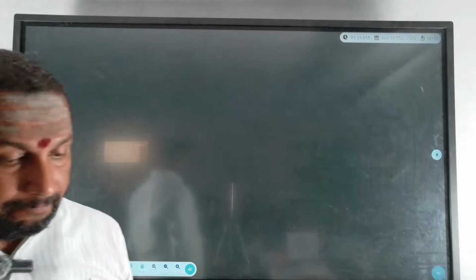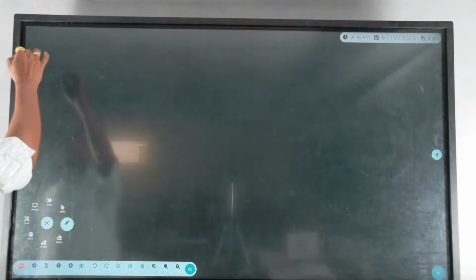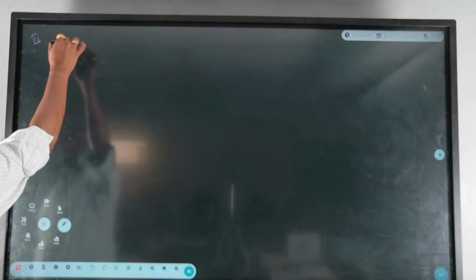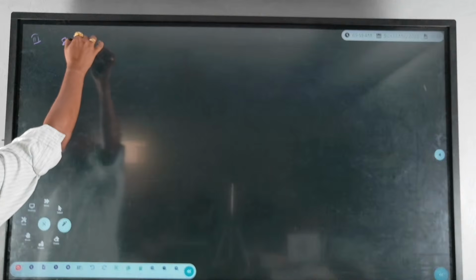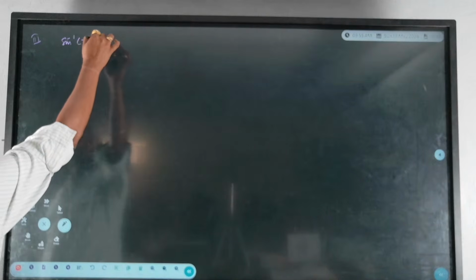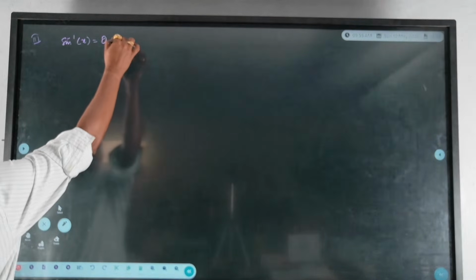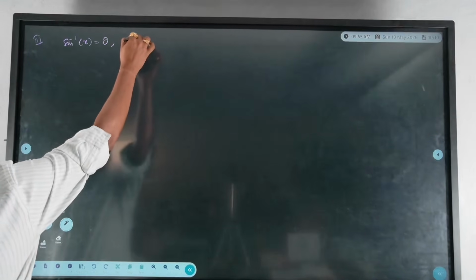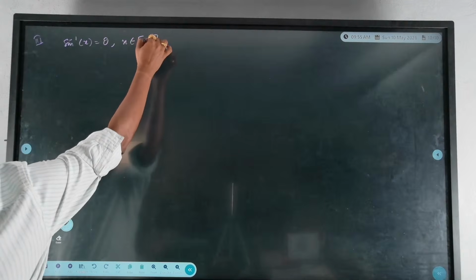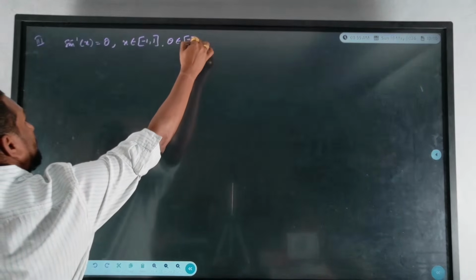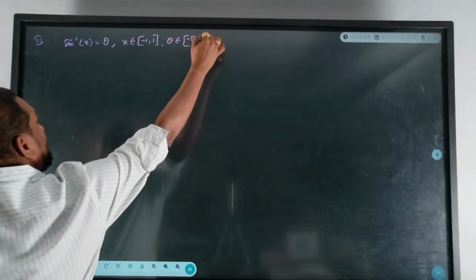Third one is sine inverse of x is equal to theta. Here what is x? Minus 1 to 1. What is theta? Minus pi by 2 to pi by 2.